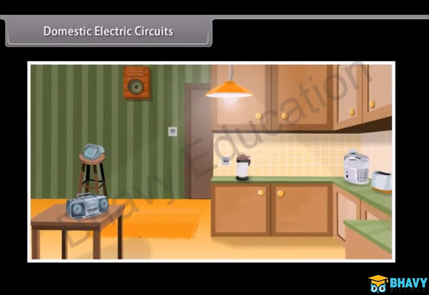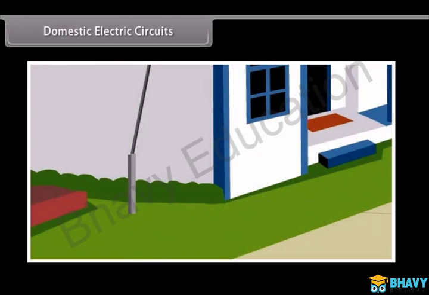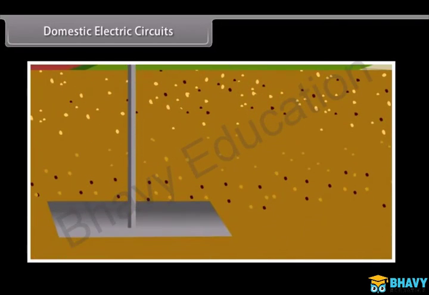There are different circuits used for different appliances being used in the house. The earth wire is connected to a metal plate deep into the earth to avoid receiving any severe shock in case of any leakage of current while using the appliances.